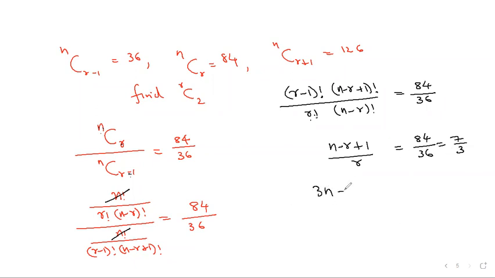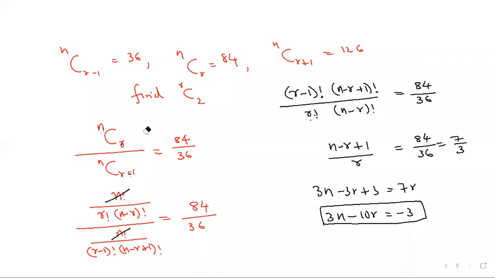Yes. So 3n minus 3r plus 3 is 7r. So 3n minus 10r is equal to minus 3. चलेगा? एक इक्वेशन मिल गया. दूसरा इक्वेशन मिलेगा, ये दोनों लेगा तो सेम आइडिया विल अप्लाई. फटाफट.